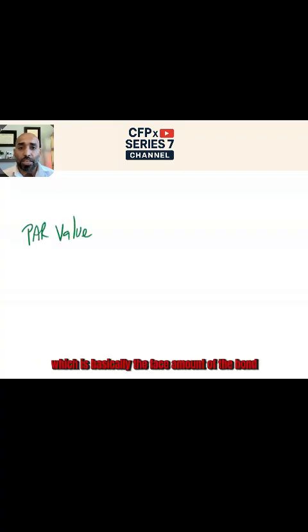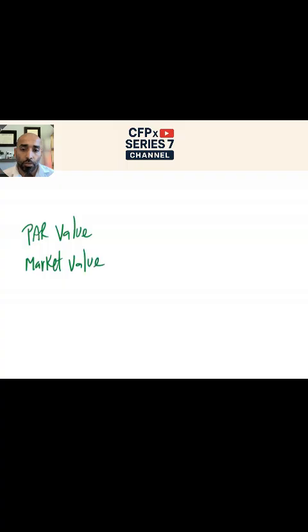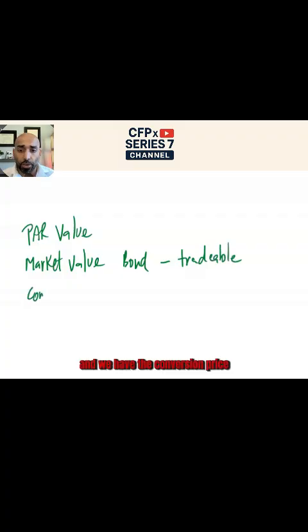Par value, which is basically the face amount of the bond when it's issued and when it matures. We also have the market value of the bond. Market value of the bond is what the bond is being tradable at. And we have the conversion price of the bond.